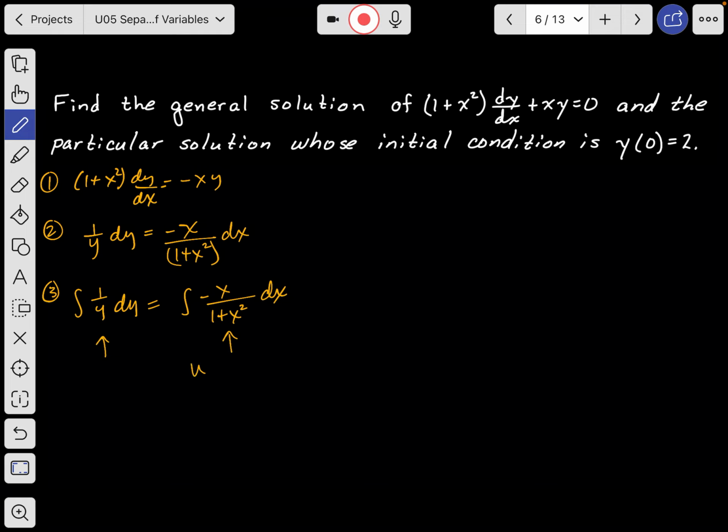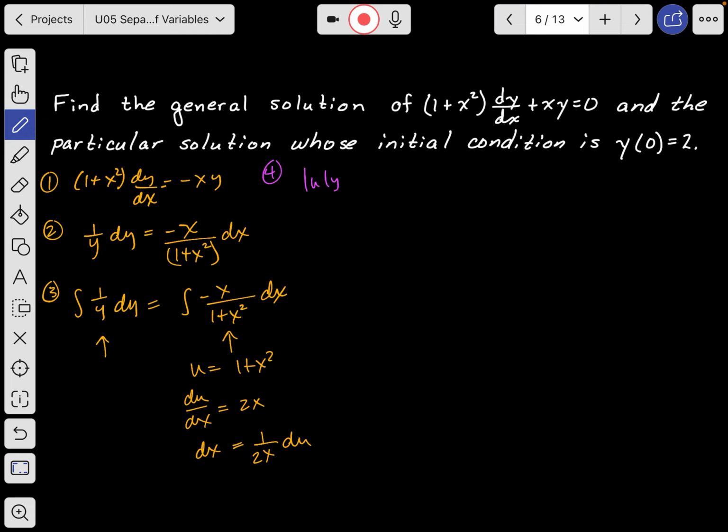This side, I'm going to say my u is equal to 1 plus x squared, so du dx is equal to 2x. And this is good because it'll cancel the x in the numerator. All right, and so dx is equal to, well, let's see, if I multiply both sides, 1 over 2x du. That's my u substitution. All right, so now step 4.